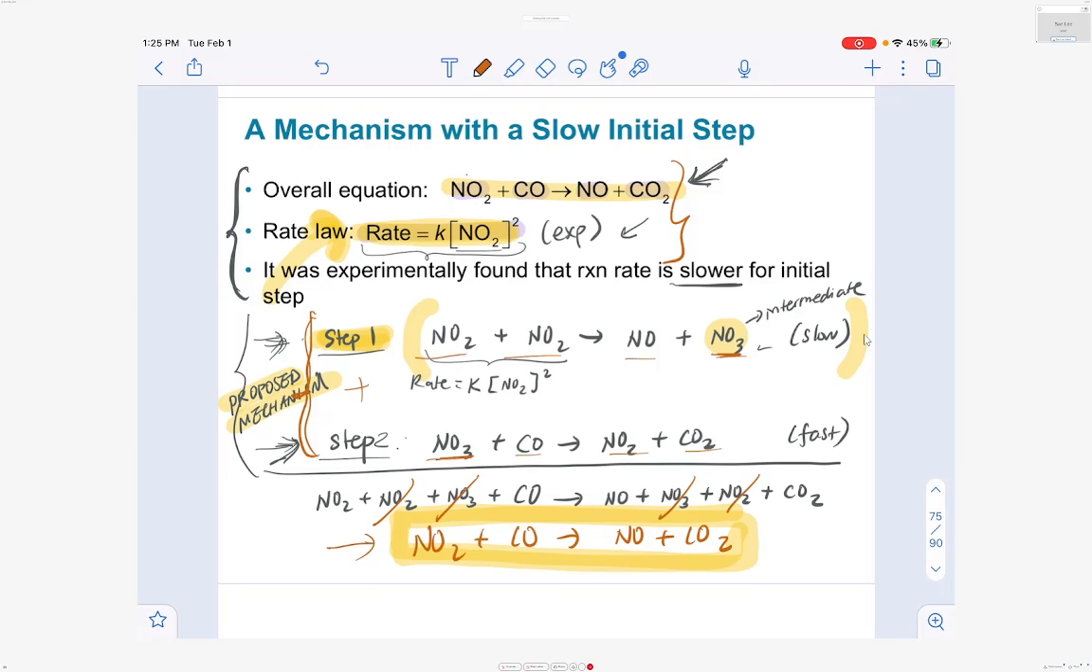Okay, so these are the proposed mechanisms. And we have found that this proposed mechanism agrees with the experimentally found information.